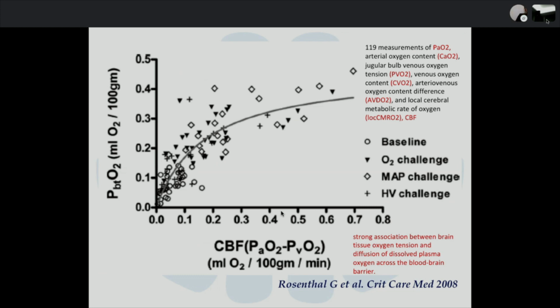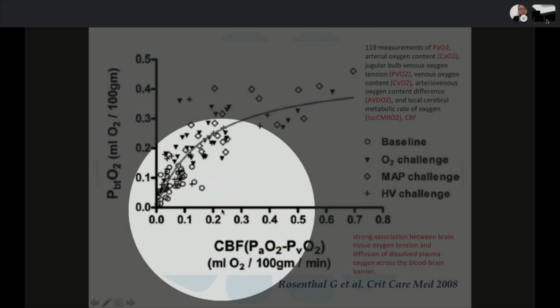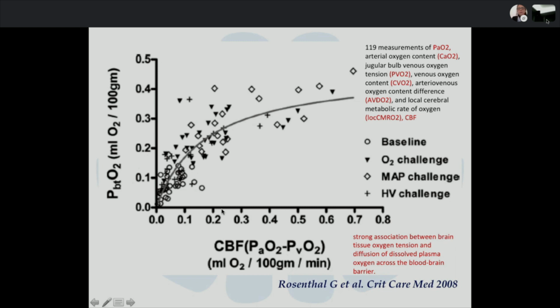Now, which are the determinants of cerebral oxygenation and PbO2? This is a very, very nice paper, and I believe that all the physiology could be described in just this graph. So this is a study performed on a huge number of patients, where more than 100 measurements were taken of PaO2, so systemic PaO2, arterial oxygen content, venous oxygen content in the jugular bulb, as well as the measurement of the cerebral blood flow and the cerebral metabolic rate.